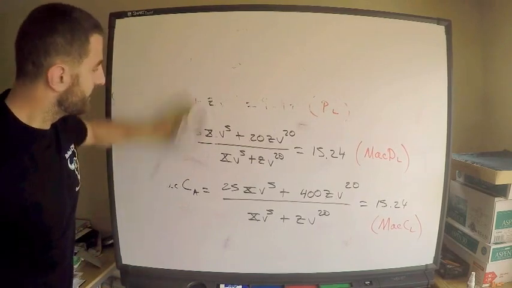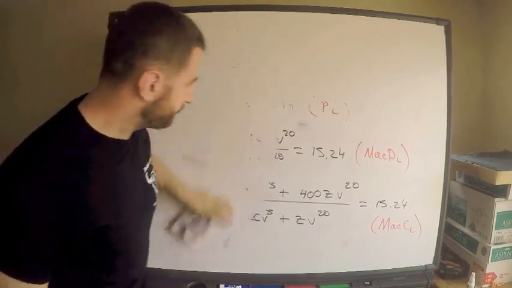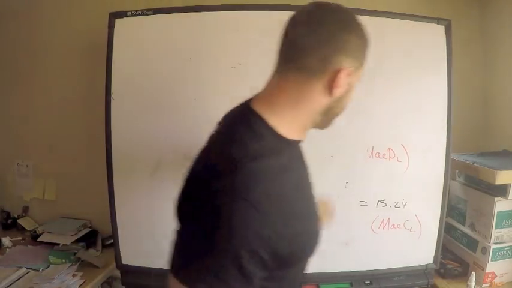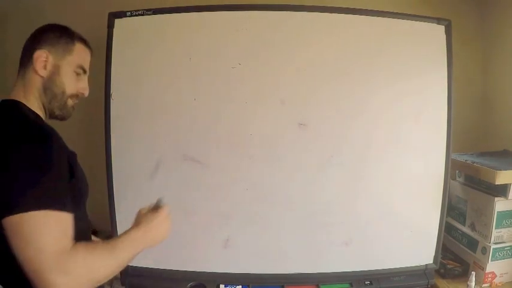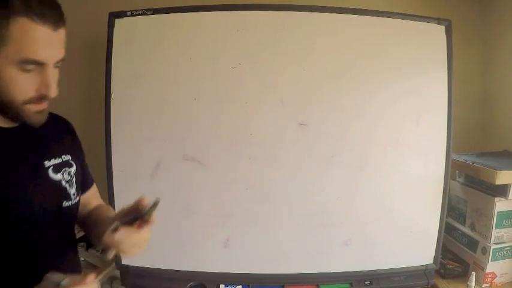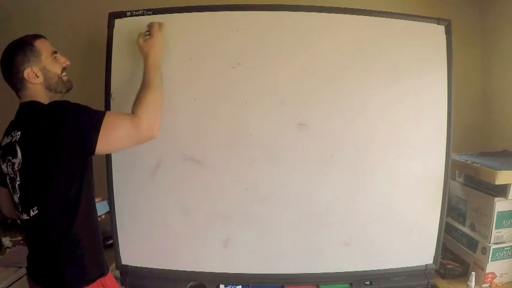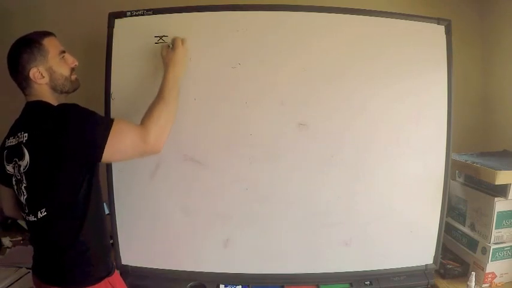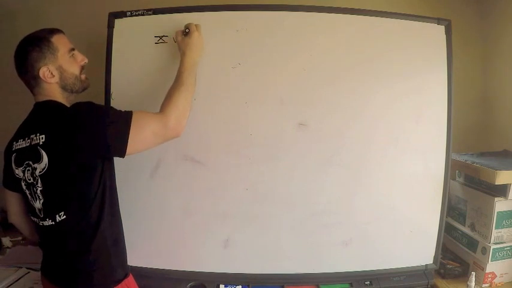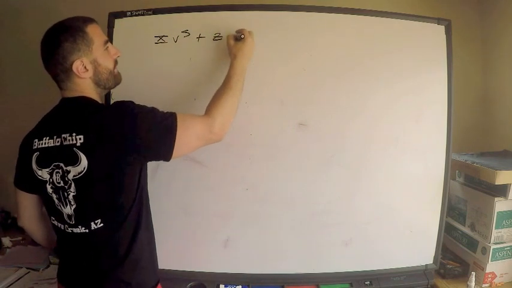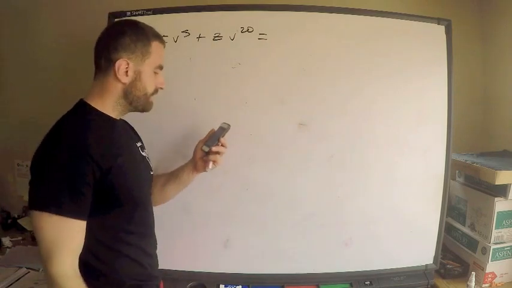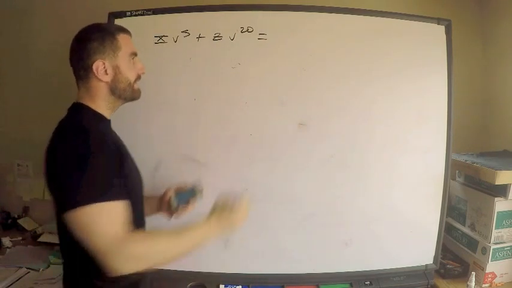I have the following. I have my price, this is what I'm going to have. So let me just, I forget everything already. So this is what I have. I have the price. Here's my price. Price of the assets. Price of the assets is xv to the fifth plus zv to the 20 is equal to 9697.